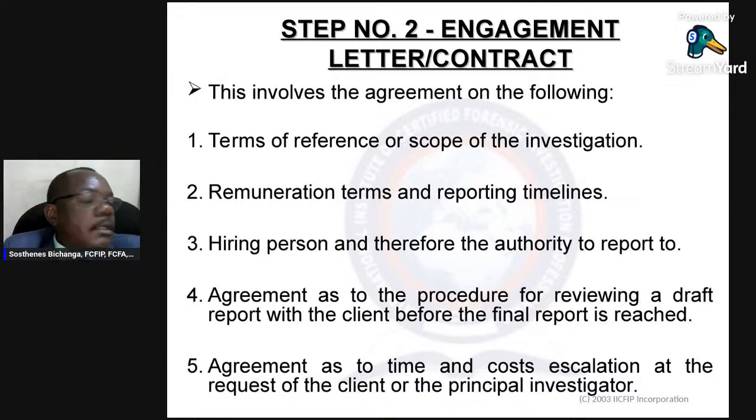Item number 1 will be indicated in the engagement contract. Number 2 will be the compensation terms and reporting timelines, deadlines, and these will include the basic compensation, including some expense reimbursements.